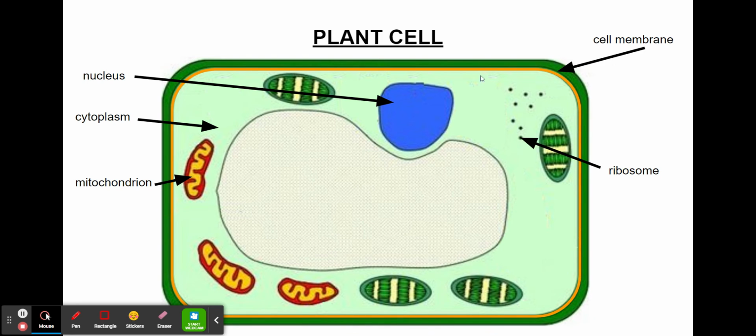Other similarities though, it still has a nucleus. So this large blue circle is going to be its nucleus. It still has these little dots within the cytoplasm called ribosomes. It still has the jelly-like substance, which is the light green section in the middle. That is our cytoplasm, and it will also have mitochondria as well. So all of these are similarities within plant cells and animal cells. Now, animal cells and plant cells also have some differences.